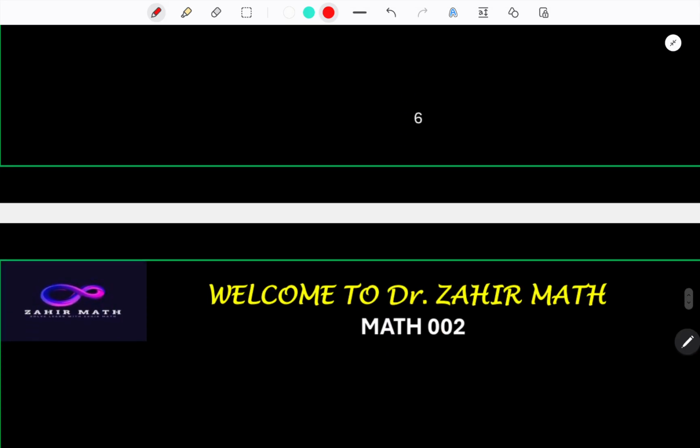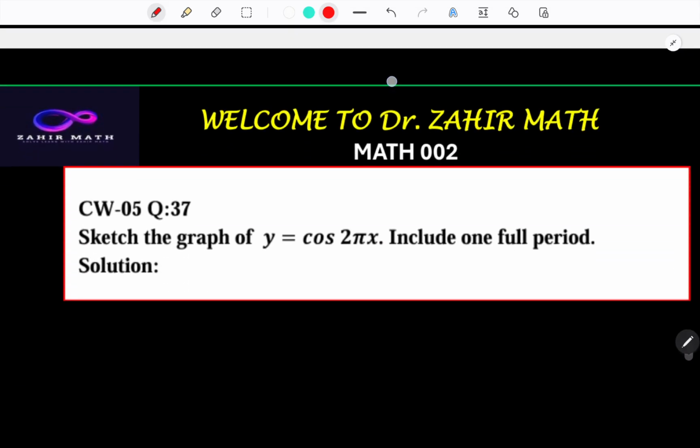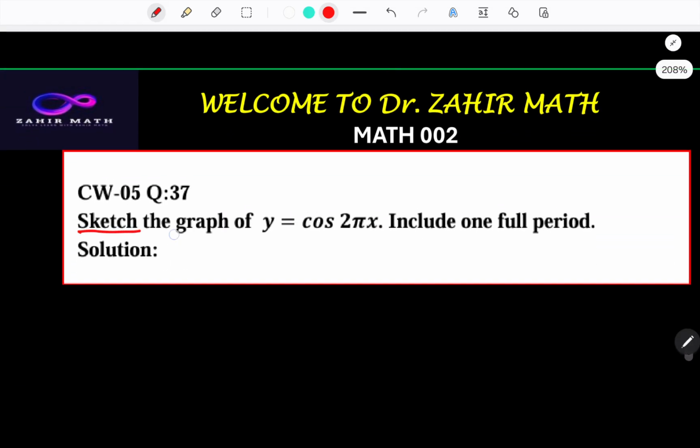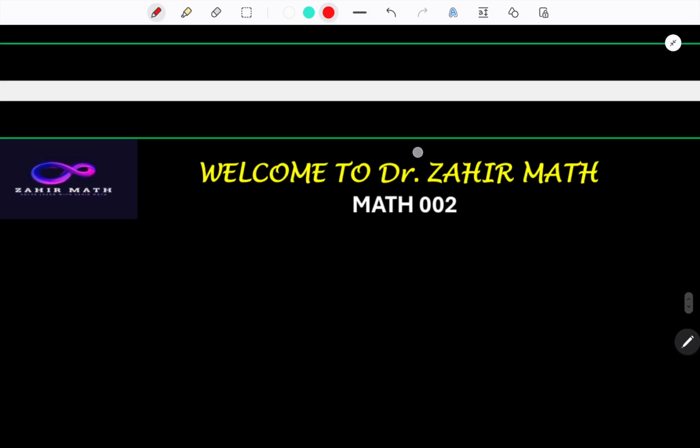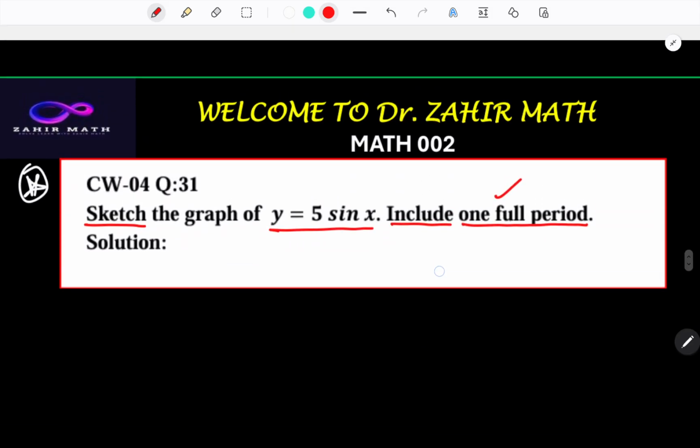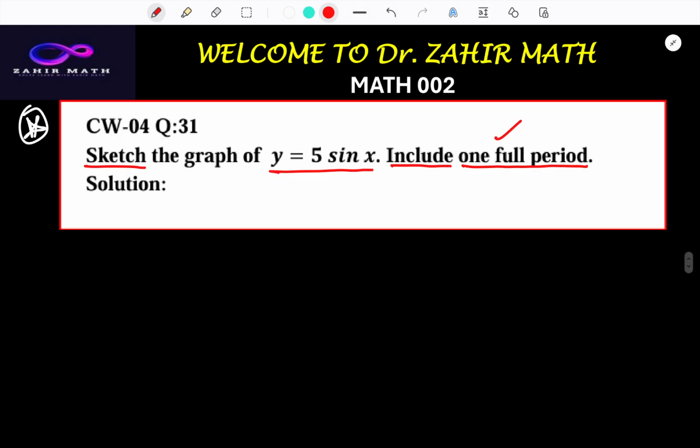Next we go for another question. Next is sketch the graph, and there is a cosine curve and include one full period, it's given. Okay, right. So one sine curve I'm going to sketch, one cosine curve I'm going to draw. So for any sketch, you need a table, right? You need a table. That's very important.